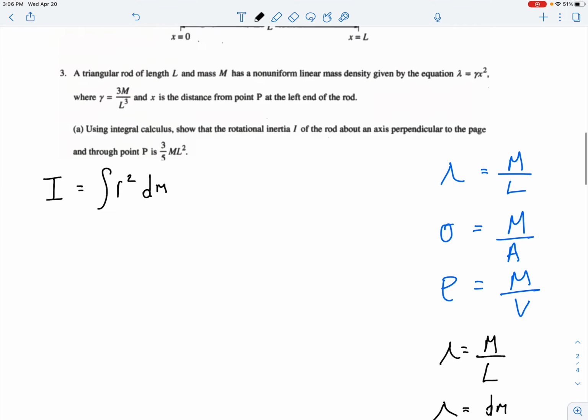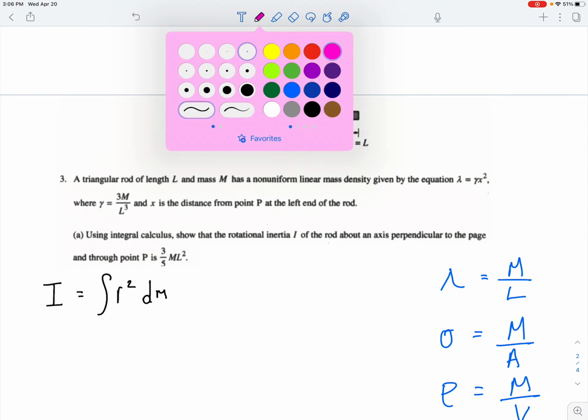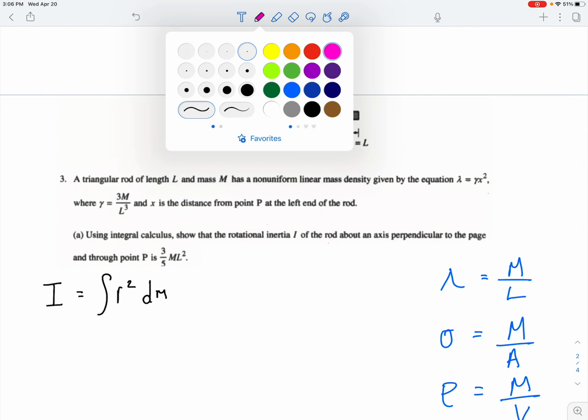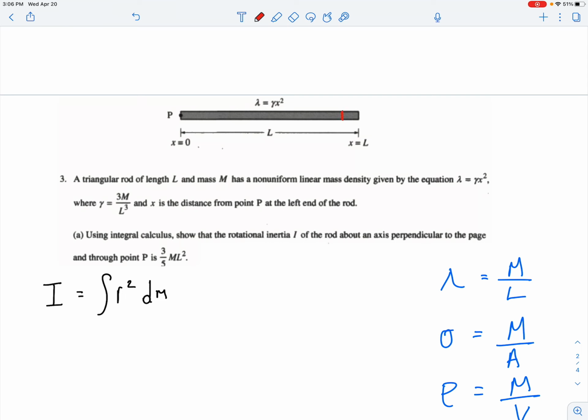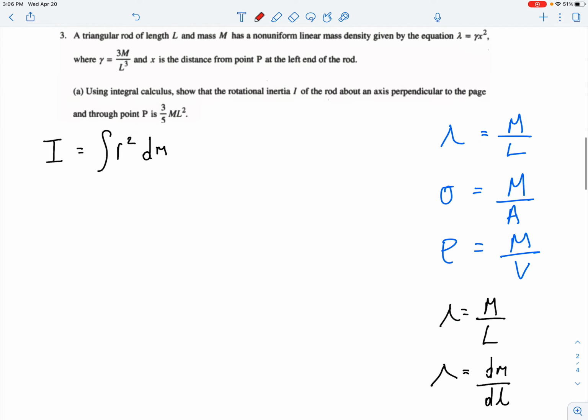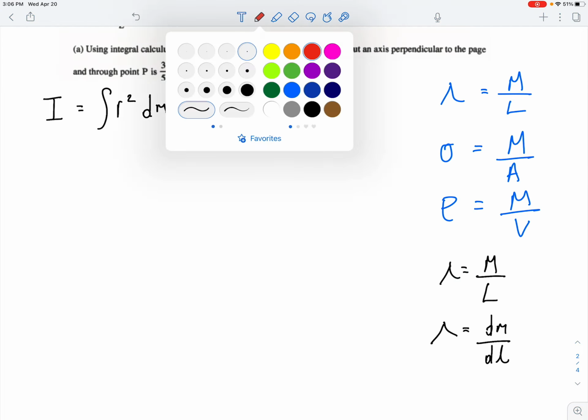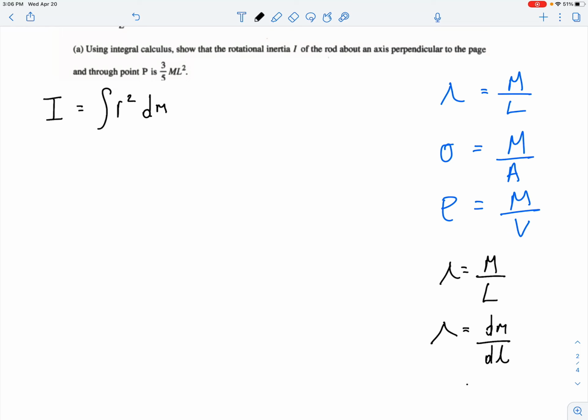So if I chop out an extremely small piece of this, because that's what dm means, a small mass dm, then that mass over that length, which is dl, should still equal lambda because it's constant. Then dm is equal to lambda times dl. So now you could substitute that into the expression over here.